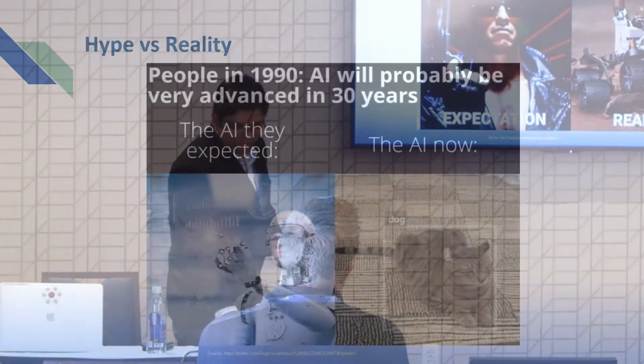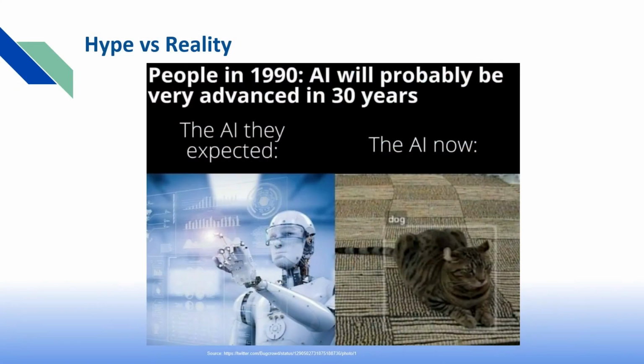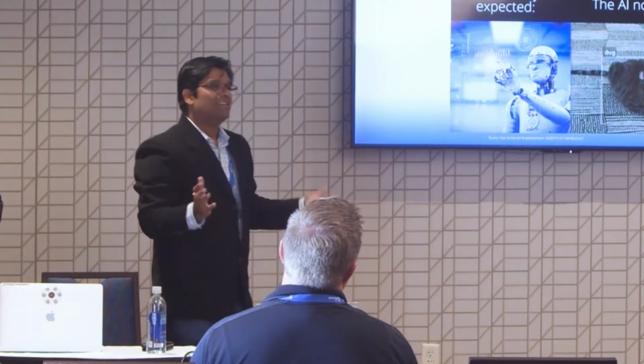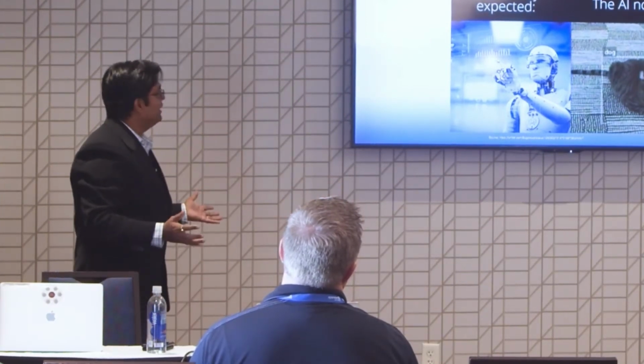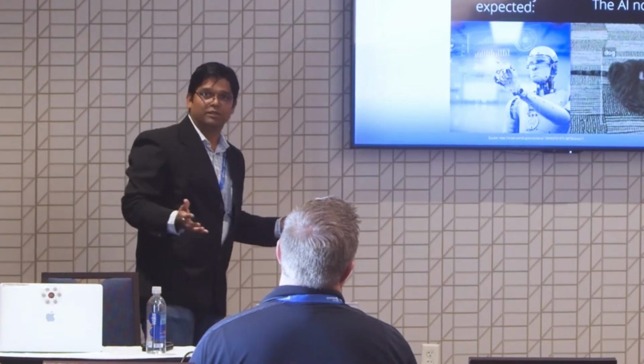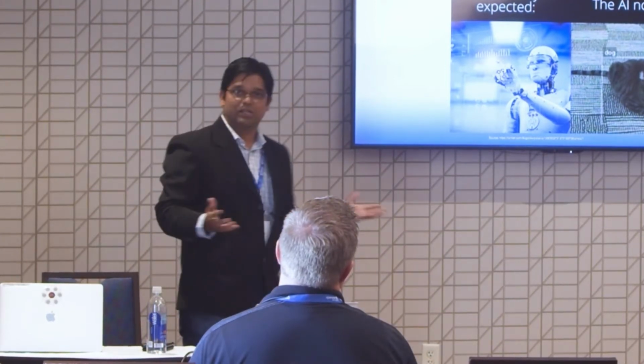A good example is this. In the 90s, we thought AI would be like boom, and everything would be automated and taken care of. We wouldn't have to write automation tests, right? But the reality is, I don't know whether you can see it, this is a dog. It's actually a cat, right? So how does this happen? Why does this happen? Is it real, or is it really just hype about AI and machine learning?